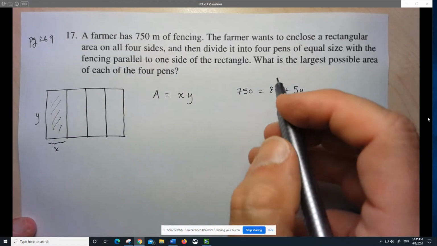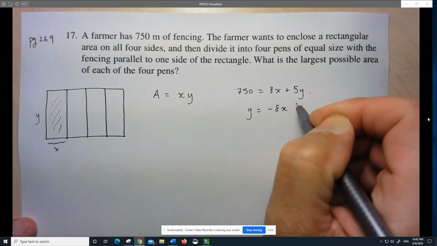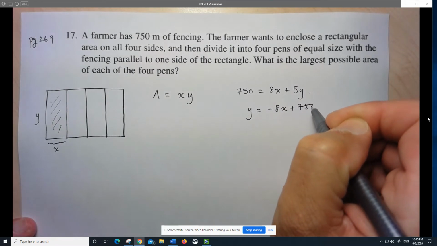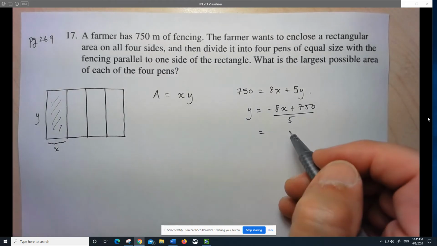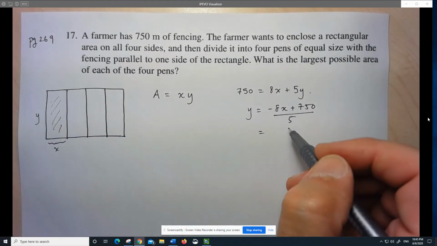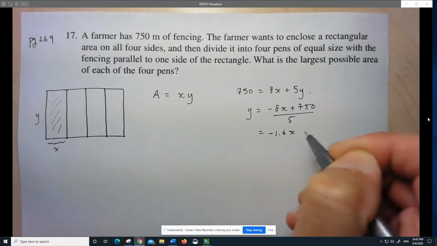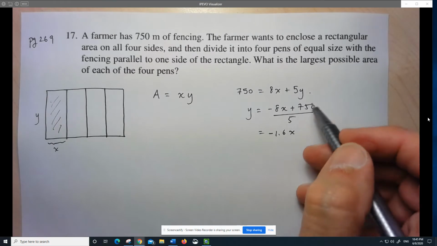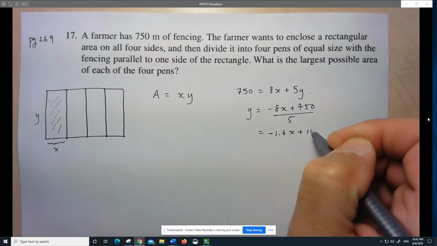Okay, so here we've got y is equal to negative 8x plus 750, all over 5, and 8 over 5 is like 16 over 10, so it's going to be 1.6, so negative 1.6x, and then 750 divided by 5, well 75 divided by 5 is 15, so plus 150.